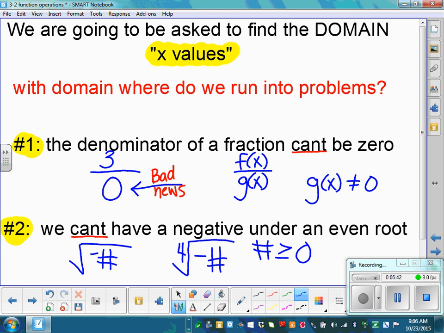Those are the two problems that we'll restrict our domain with. Does that make sense, everybody? So we'll be restricting our domain, stating it, and we'll do that with these two issues. Okay, any questions on that? Can I go on? Are we all okay?